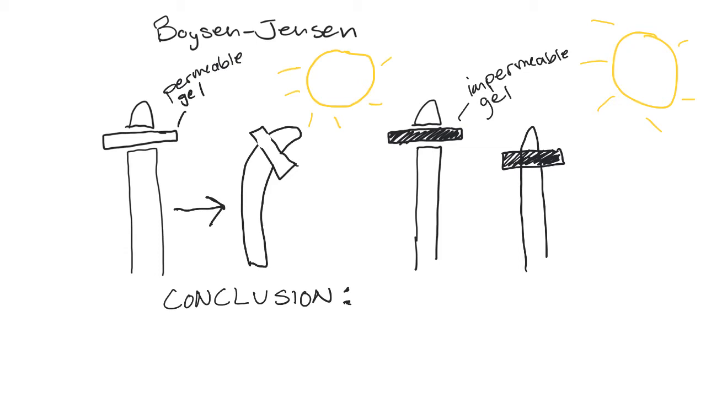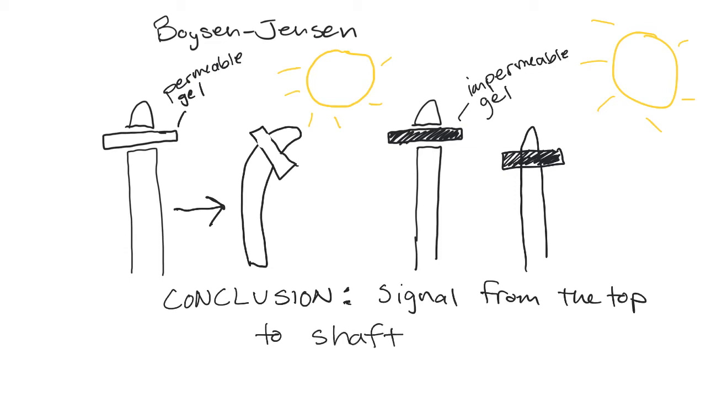Something passes from the top to the bottom that makes it bend. Right. There's a signal from the top that goes to the bottom, or to the shaft, causing it to bend.